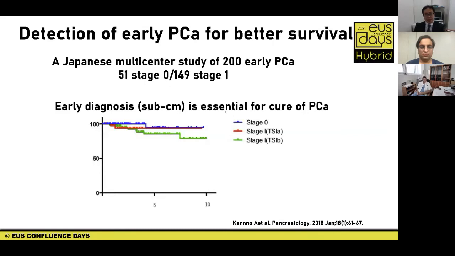When we talk about early pancreatic cancer, we have to think about better survival. In this Japanese multi-center study of 200 early pancreatic cancers, about 50 cases were stage 0 carcinoma in situ and 150 were stage 1 pancreatic cancer. When we look at the survival curve, it's ideal to detect pancreatic cancer less than 1 cm, which is very difficult for us.